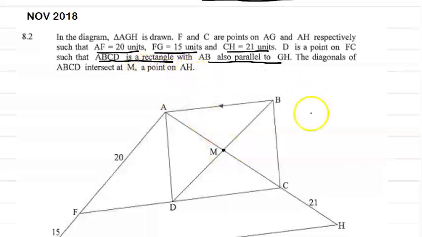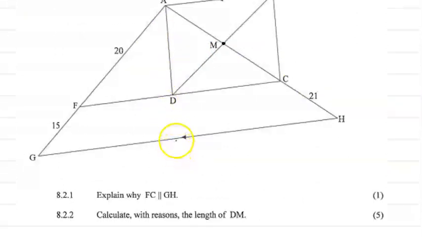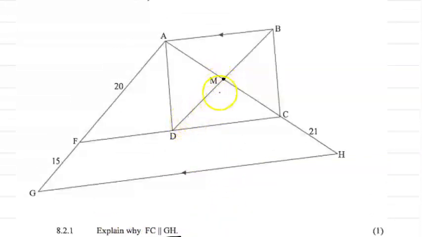a point on AH. Now the purpose of today's video lesson, once again, is to highlight the importance of knowing properties of your quadrilaterals. If we look at this particular question, we have a quadrilateral which is ABCD, which is a rectangle. That's important for us to know the properties of our rectangles. We also have a line which we are going to show is parallel to the third side of a triangle, because here they say explain why FC is parallel to GH. Then they say calculate with reasons the length of DM, which is this side here.